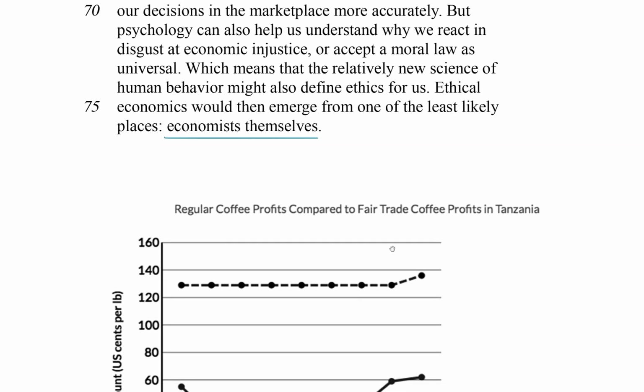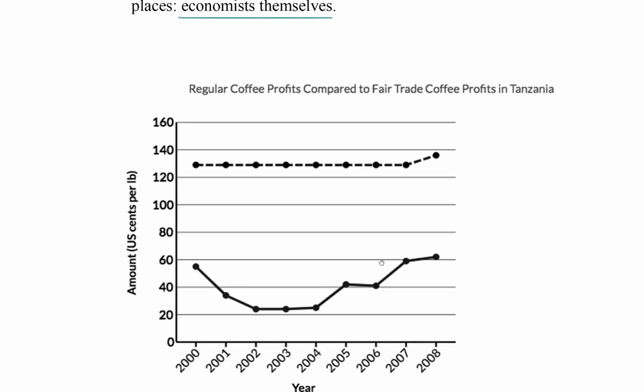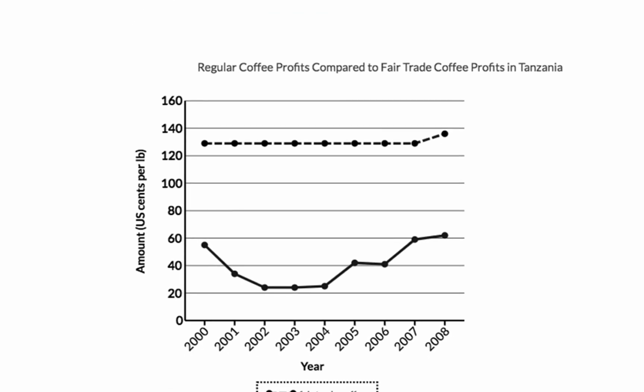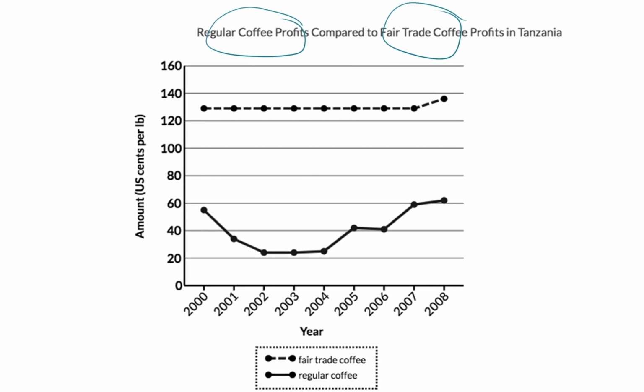And since this is a social sciences passage, we also have a graph. We don't need to figure out exactly what this graph is saying. We just want to figure out, okay, broadly what's going on. Okay, regular coffee profits compared to fair trade coffee profits in Tanzania. So there's one thing that's regular coffee and one thing that's fair trade coffee and the profits of the two. Okay, dotted line represents fair trade coffee up here, and the unbroken line represents regular coffee down here.